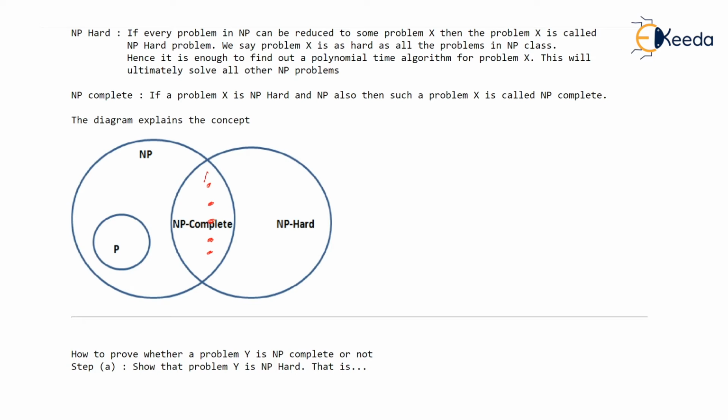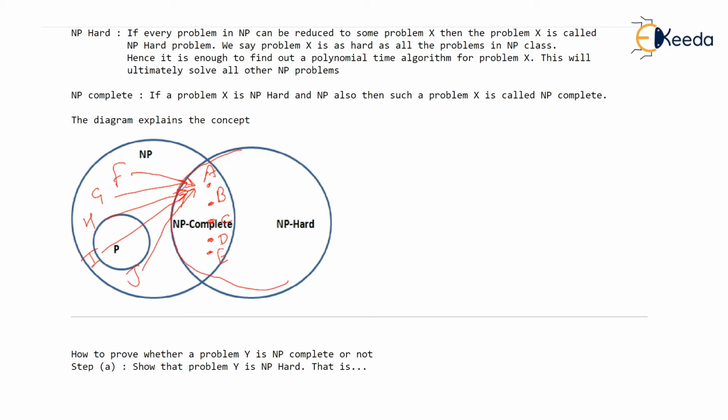Maybe we have problem A, problem B, problem C, problem D, problem E. And now there are many problems F, G, H, I, J over here. We have seen that all these problems are reducible to A. Then A is NP hard. So that's why A belongs to the NP hard set. But A is NP also.